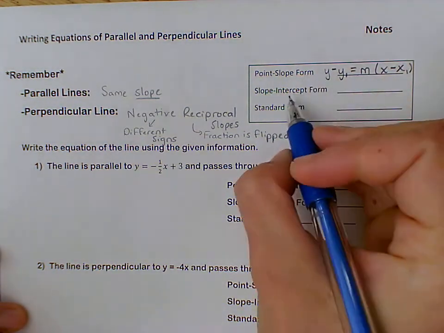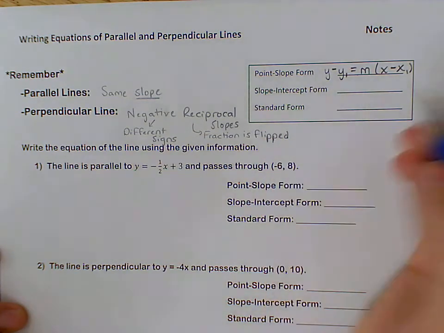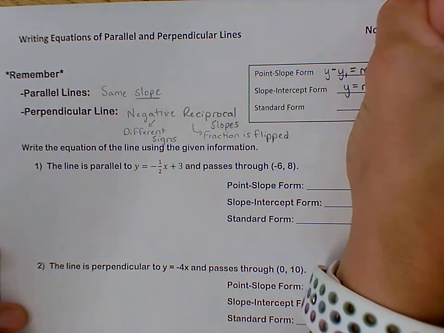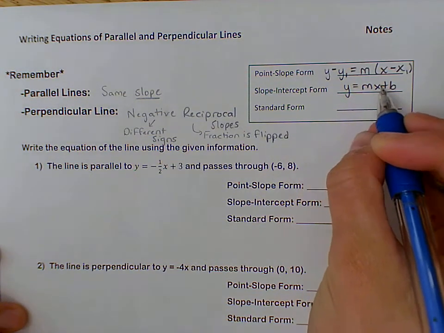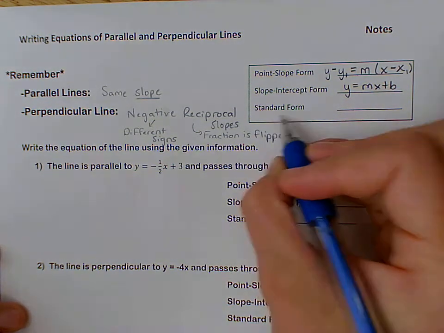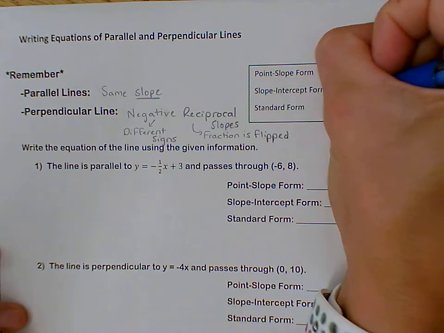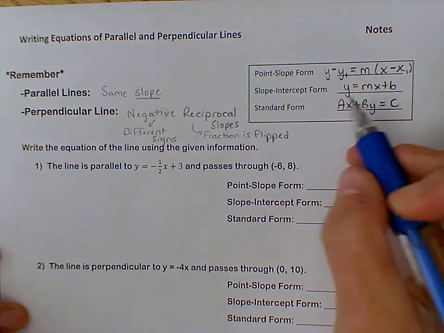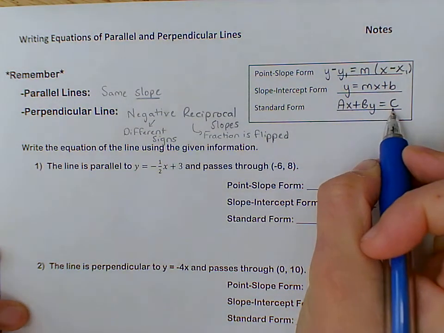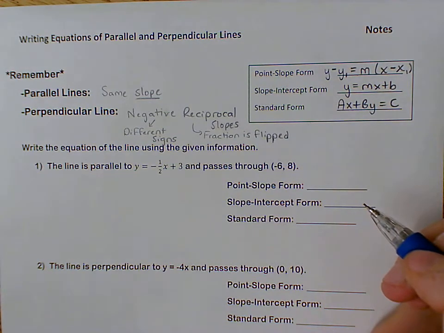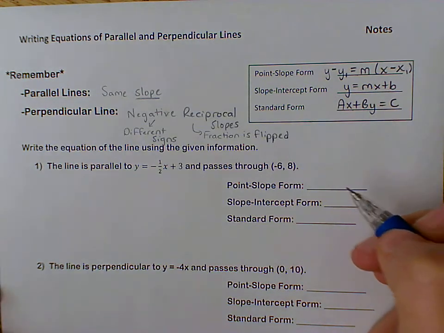Okay. Slope-intercept form, if you have to put it in that form, it's going to be in the y equals mx plus b form. So your y is by itself, and then the x part is in the front on the other side of the equation. And then standard form is ax plus by equals c. And so remember, the a, b, and c are going to be numbers, and they're going to be integers. And then remember, the a has to be positive. Okay, so from here we can start doing these problems.